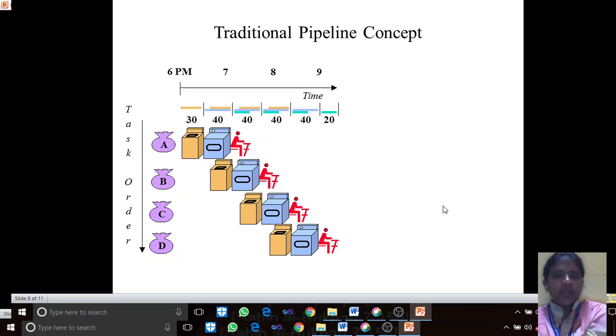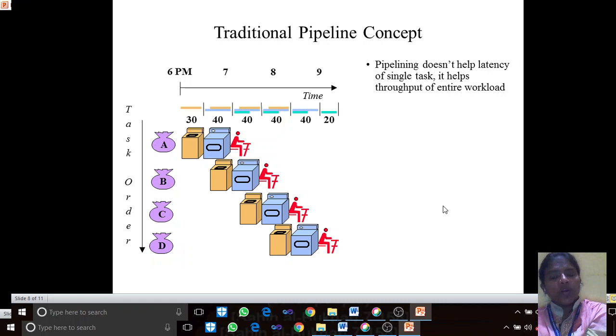Which is depicted here, the same traditional pipeline concept. Pipelining does not help latency of a single task. It helps throughput of the entire workload. That means it is not affecting only the one task. It is affecting when you have multiple loads. The entire workload is affected.